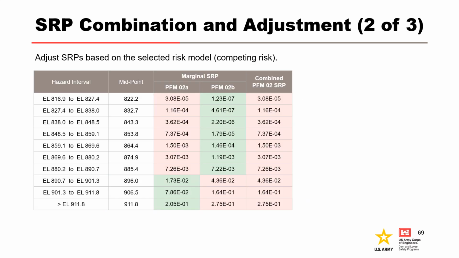Here we have the marginal system response probabilities for the potential failure modes, and we are told to use the competing risk model. PFM2A and 2B are the same failure mechanism evaluated at different locations. So prior to performing the competing risk calculations, we must first identify the maximum probability between PFM2A and PFM2B at each hazard interval. As shown, the system response for PFM2A is highest for the first 7 intervals, and PFM2B is the highest for the remaining intervals. The maximum system response probabilities are carried forward as the combined system response for PFM2.